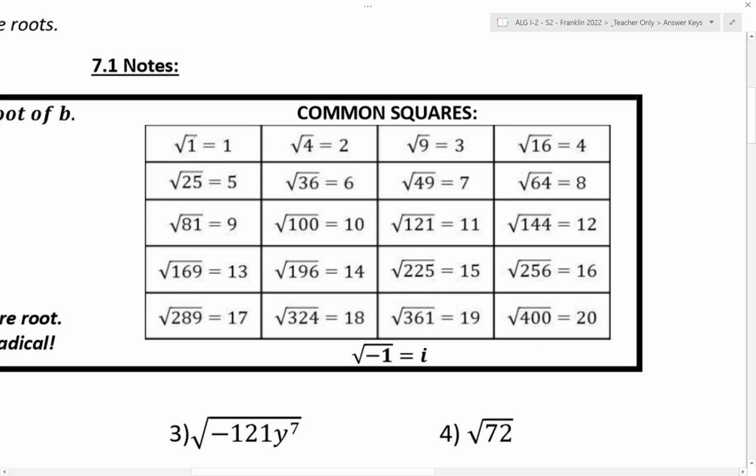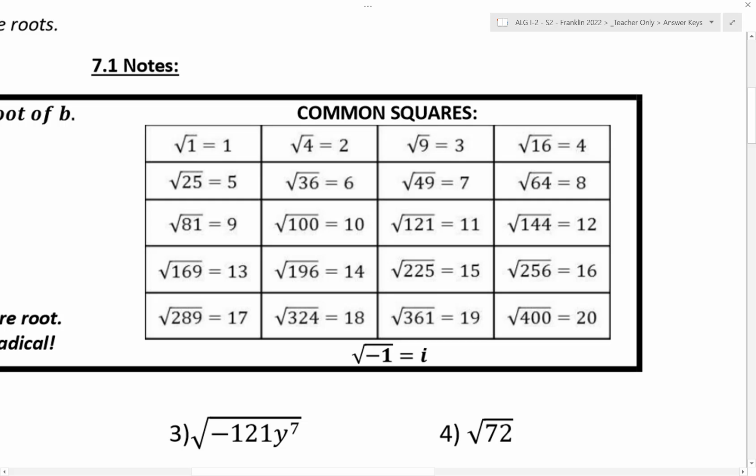You can see that the square root of 1 equals 1 because 1 times 1 is 1. And so on for the rest. The square root of 4 is 2 because 2 times 2 is 4. It's the opposite of the second power. I'm kind of going backwards through that. So all the way up to 20 because 20 squared is 400.